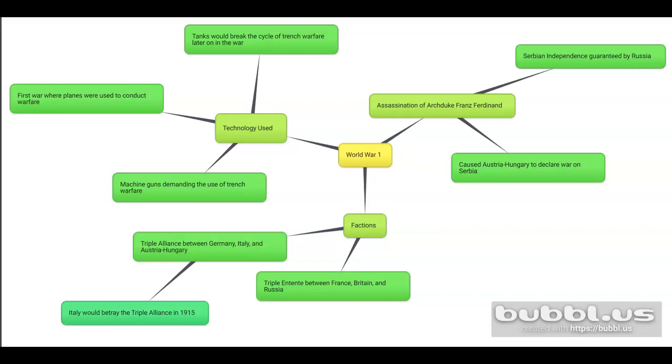And that is the basics of World War I: the basic alliances, the technology, and the actual spark that went off.